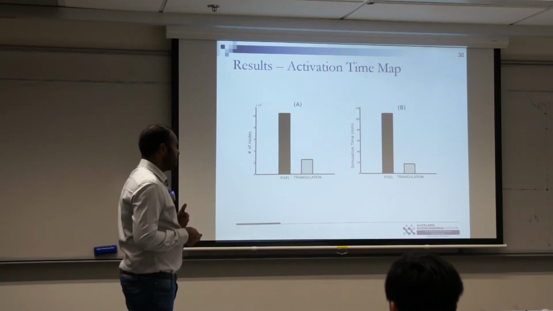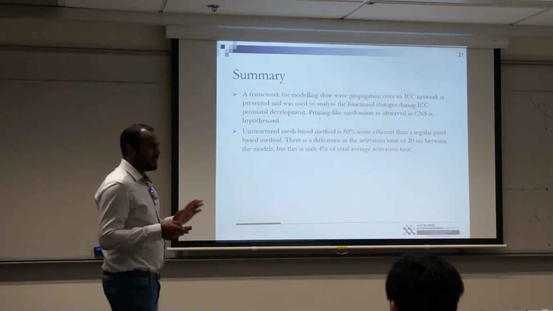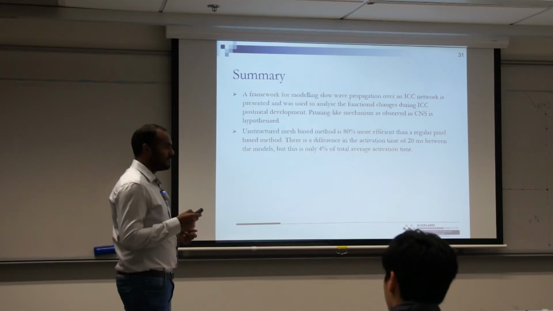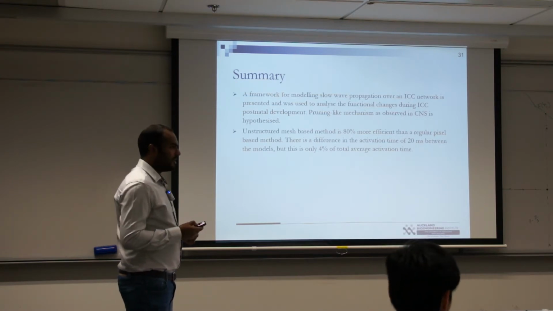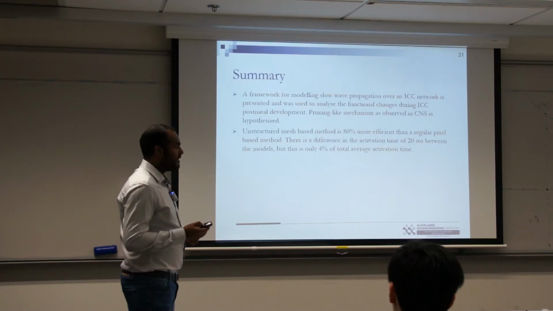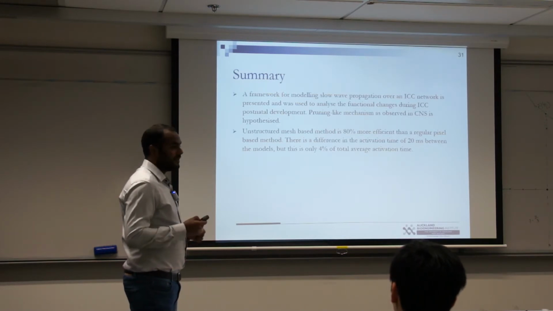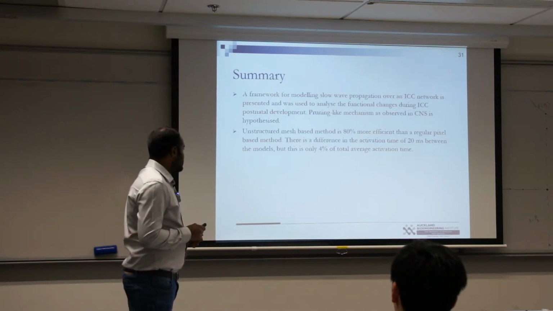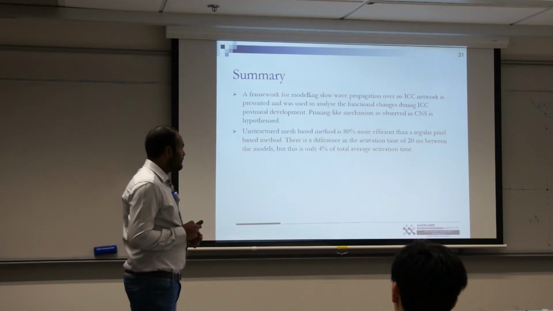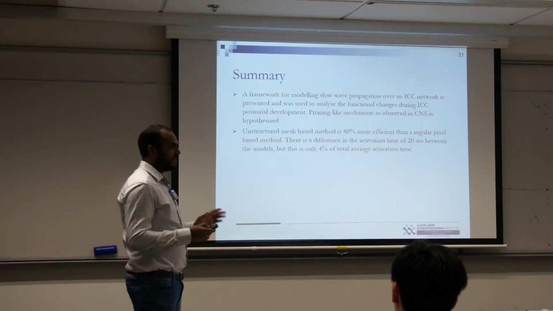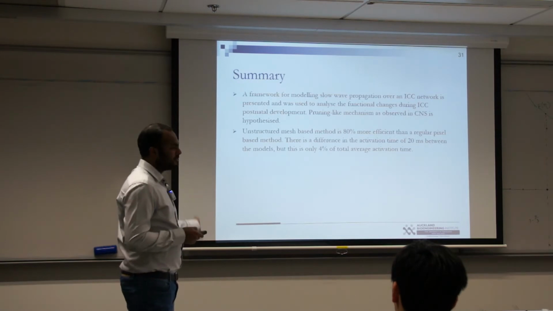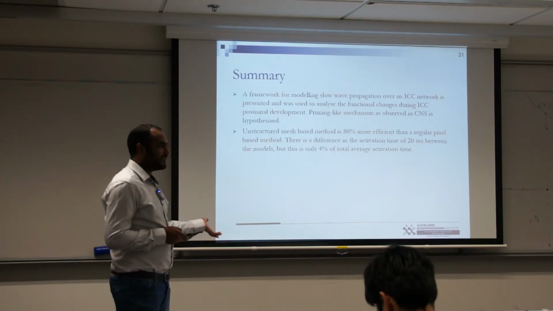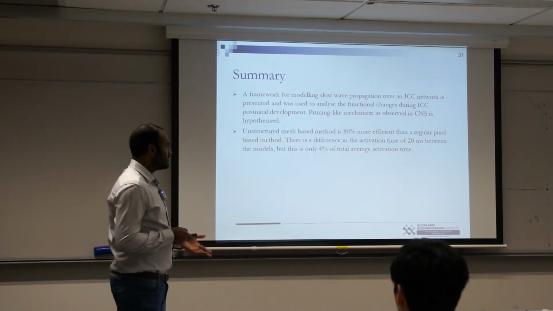So in brief, a framework for modeling the slow wave propagation over the ICC network was developed. We observed a pruning-like mechanism, as seen in the central nervous system, and it is hypothesized. We also developed an unstructured mesh-based method, more than 80% more efficient, but we haven't utilized that anywhere, nor did we go back to the postnatal development network. Again, there was a difference in the activation time, but that was only 4% of the total activation time.